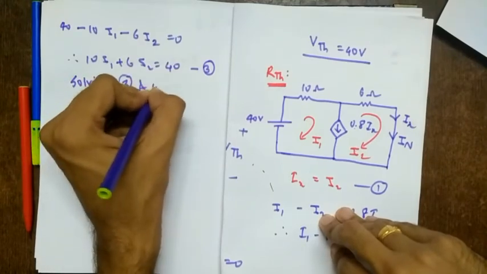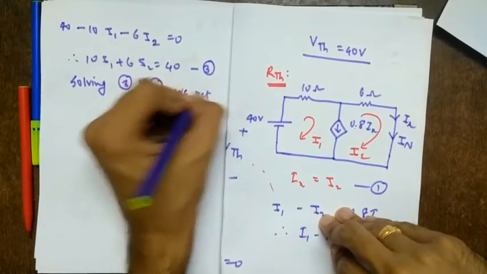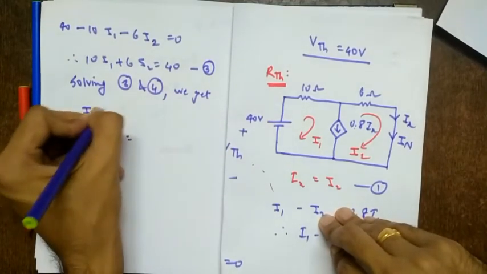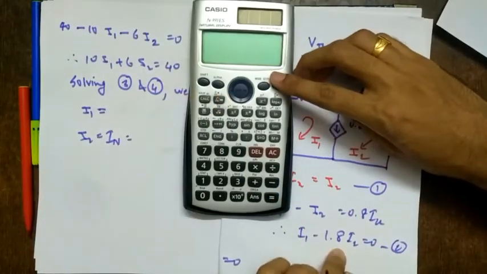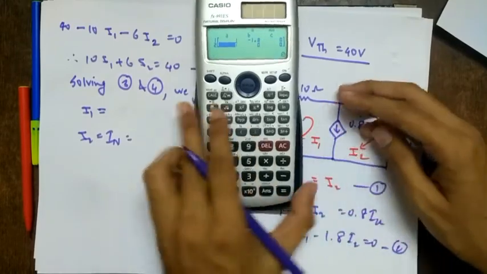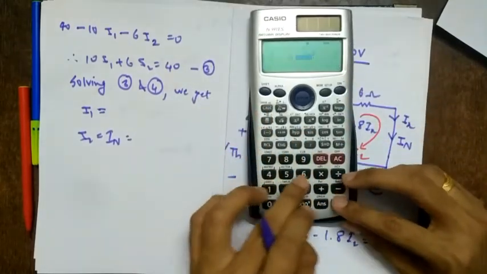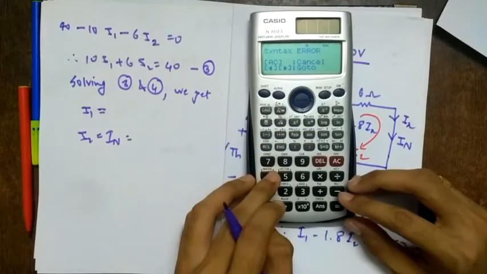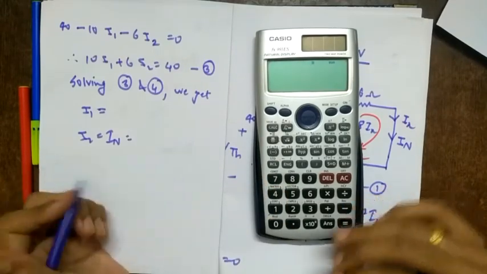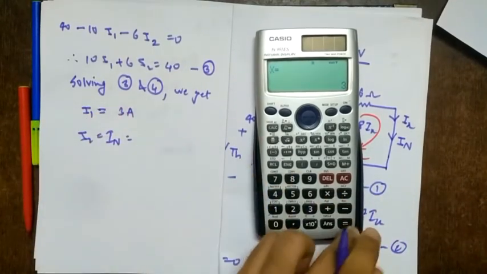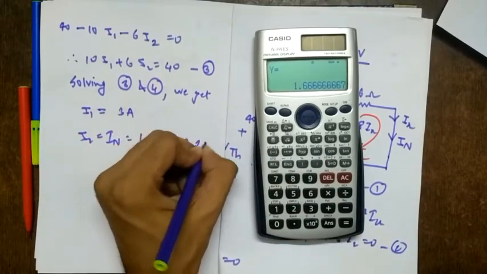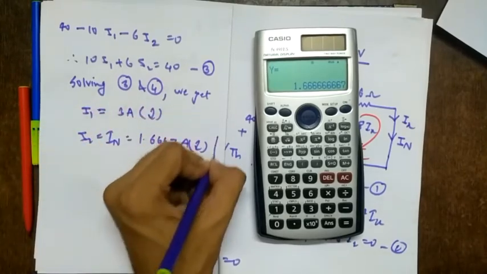Solving 3 and 4, we will get I1 equal to, and I2 will be what? IN also equal to. So 1, minus 1.8, 0. Then 10, 6, 40. So I1 is 3 amperes, I2 is 1.6667 amperes. Both are positive, so clockwise. Right, so this is what we require.